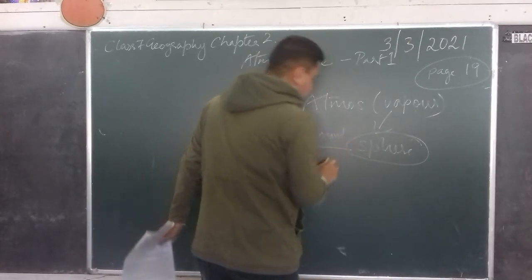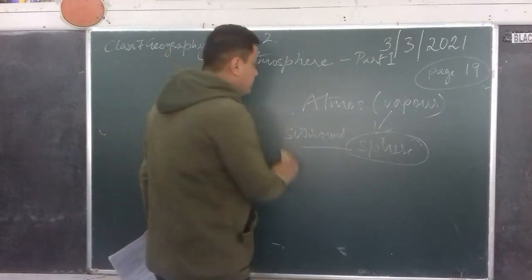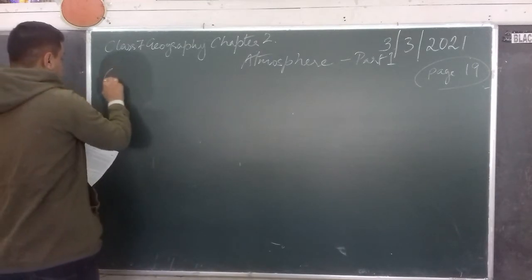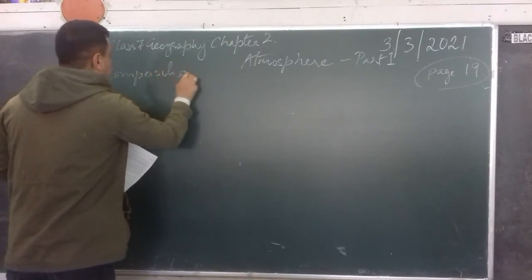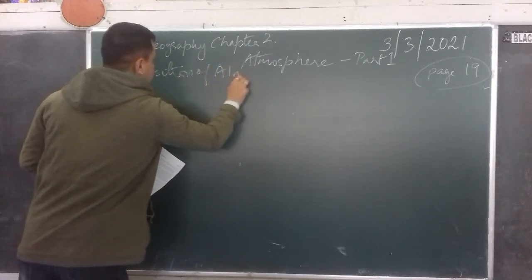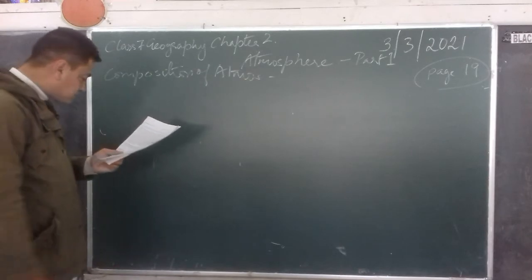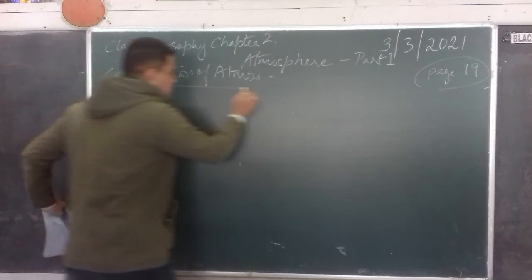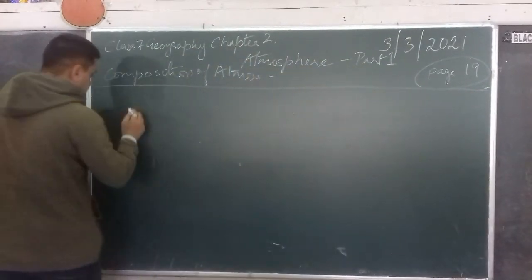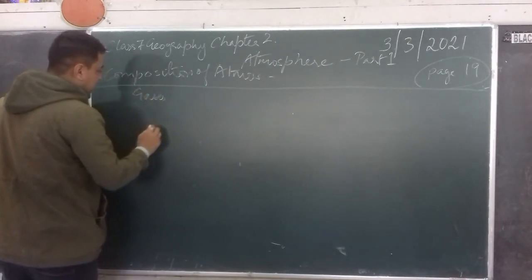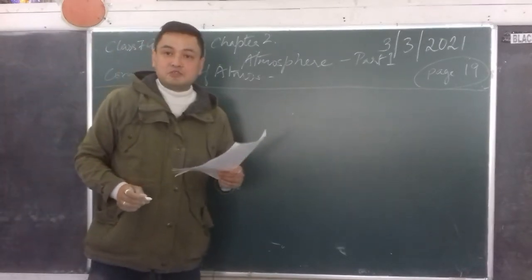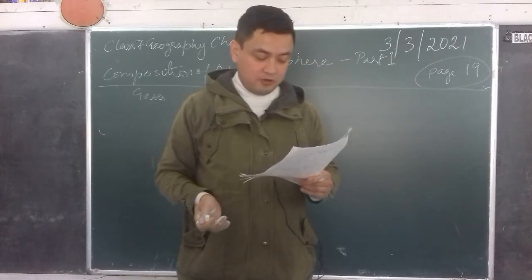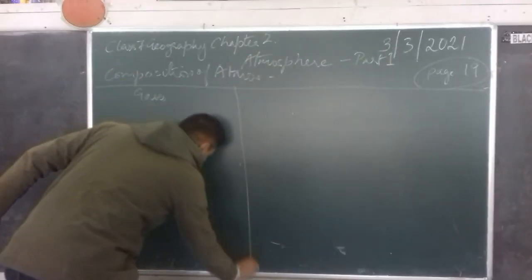Now, what kind of gases surround our Earth? So we are looking at the composition of atmosphere. I am writing only atmosphere, as a shortcut. These are known as gases. Composition of atmosphere means what is our atmosphere made of? The atmosphere is composed of gases, water vapor and dust particles. So I am giving it this way.